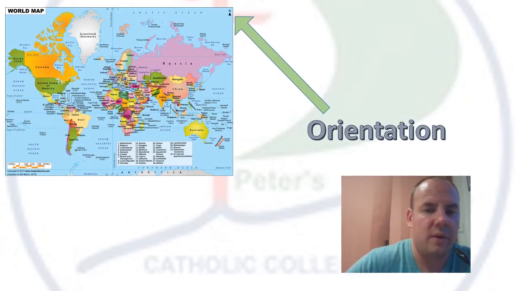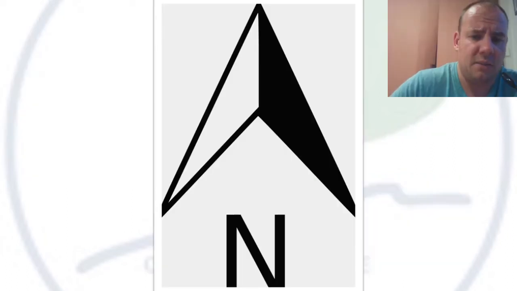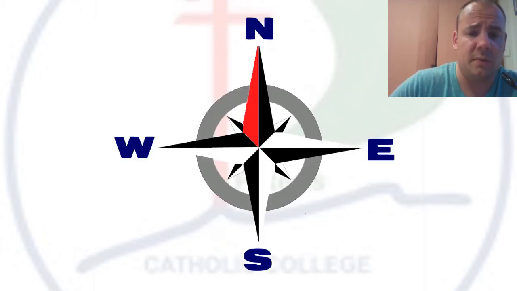Then we have an orientation. An orientation is basically a north arrow. You can see it's very tiny in the top right hand corner of the map. Sometimes orientations can be called north arrows. Here are some examples of what north arrows look like. This is pretty straightforward. It's an arrow pointing up with an N to represent north. This is a compass rose, and you have all the main directions.